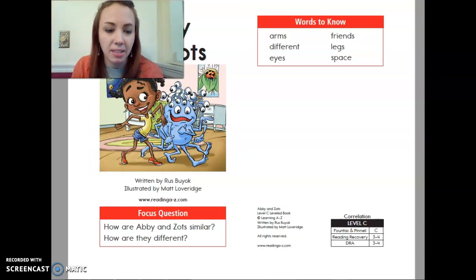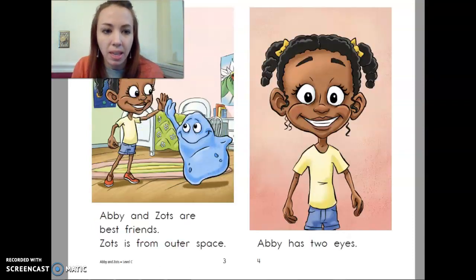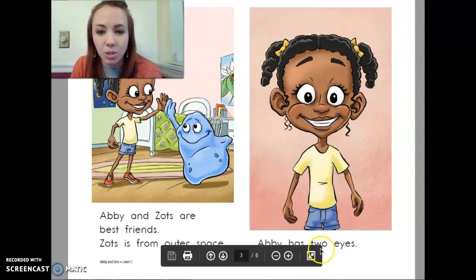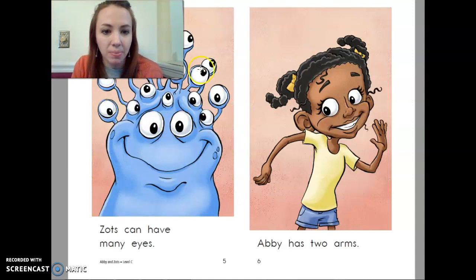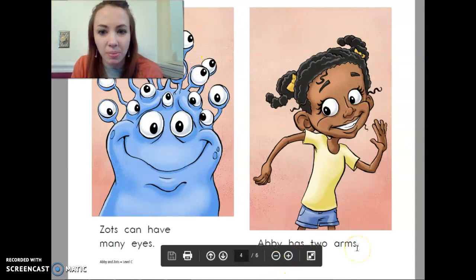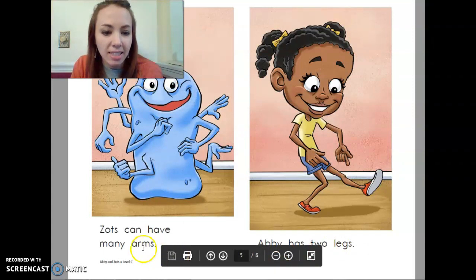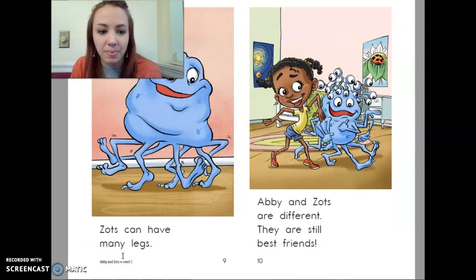All right, so Abby and Zots. Go ahead and try and read along with me. Abby and Zots are best friends. Zots is from outer space. Abby has 2 eyes. These are eyes. Zots can have many eyes. Abby has 2 arms. Zots can have many arms. Abby has 2 legs. Zots can have many legs. Abby and Zots are different. They are still best friends.